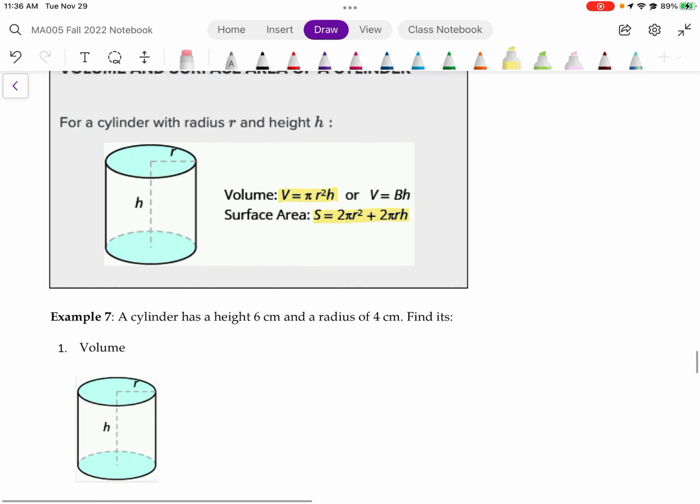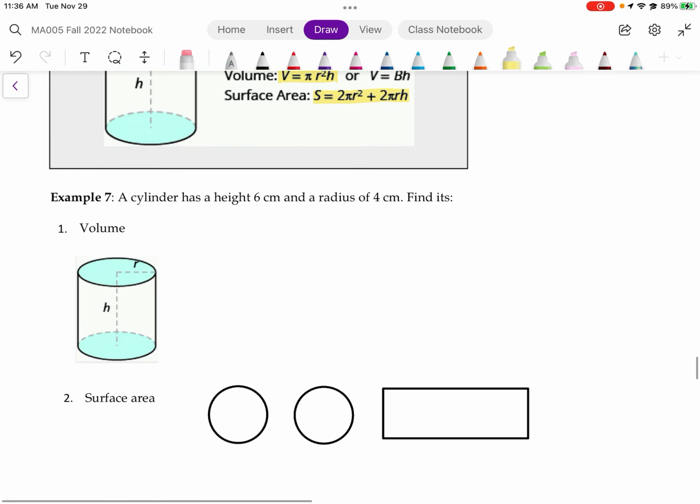So why don't you give this a try? A cylinder has a height of 6 centimeters and a radius of 4. You don't need to use the circles and the rectangle if you don't want to, but it's there for you if you want it. All right, so this has a height of 6 centimeters and a radius of 4 centimeters. So there's our information. We don't have to even look back at the problem now.